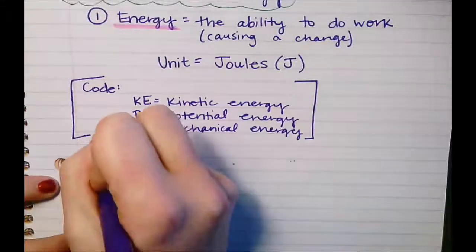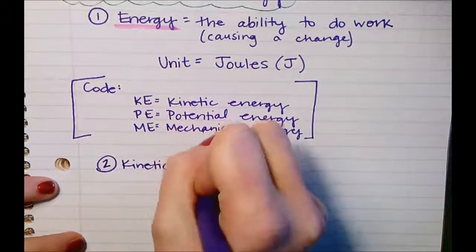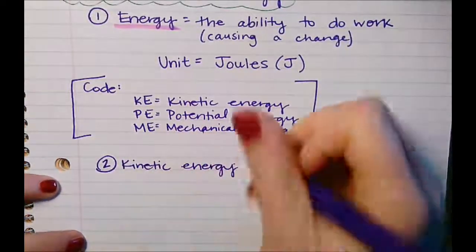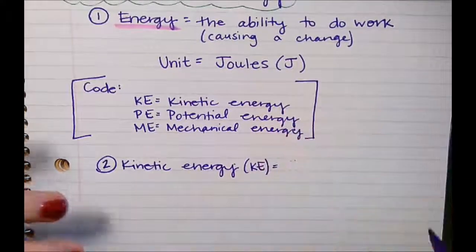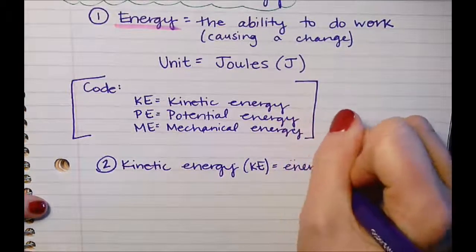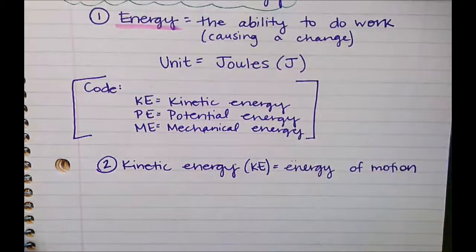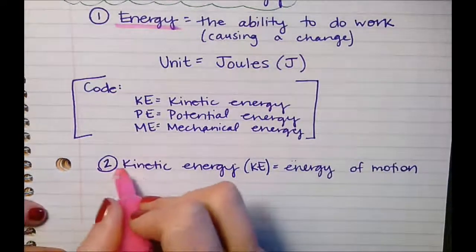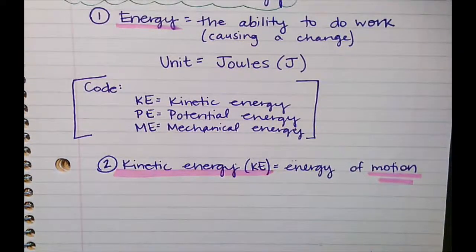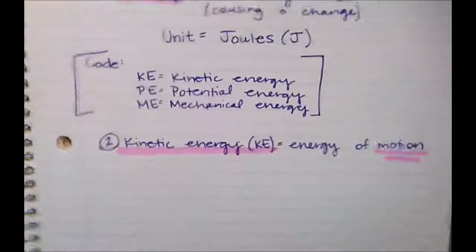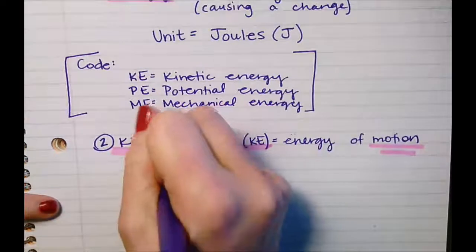Alright, so part 2, we're going to start with kinetic energy. After we write this, the whole time I'm going to write KE for kinetic. But kinetic energy in short is just the energy of motion. Anytime anything moves, it has kinetic energy. So if you're walking, if you're breathing, if your brain cells are moving, it has kinetic energy.